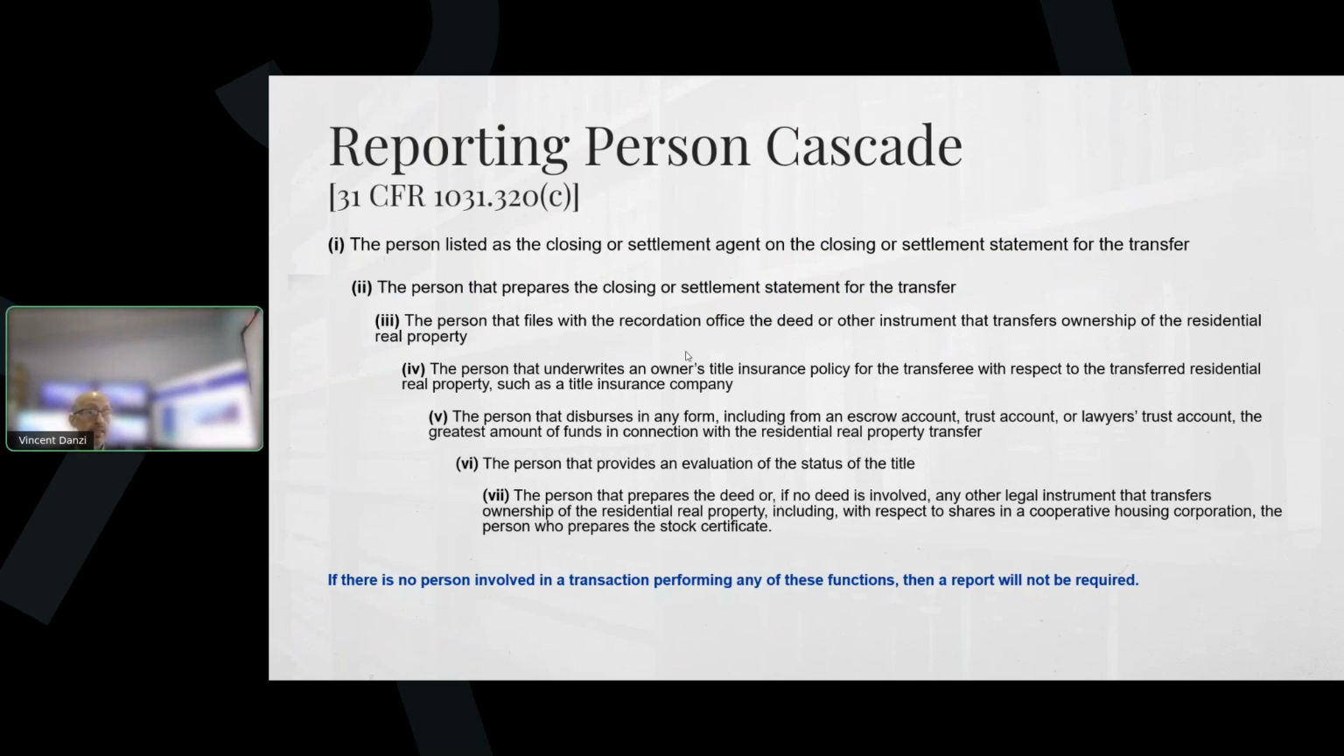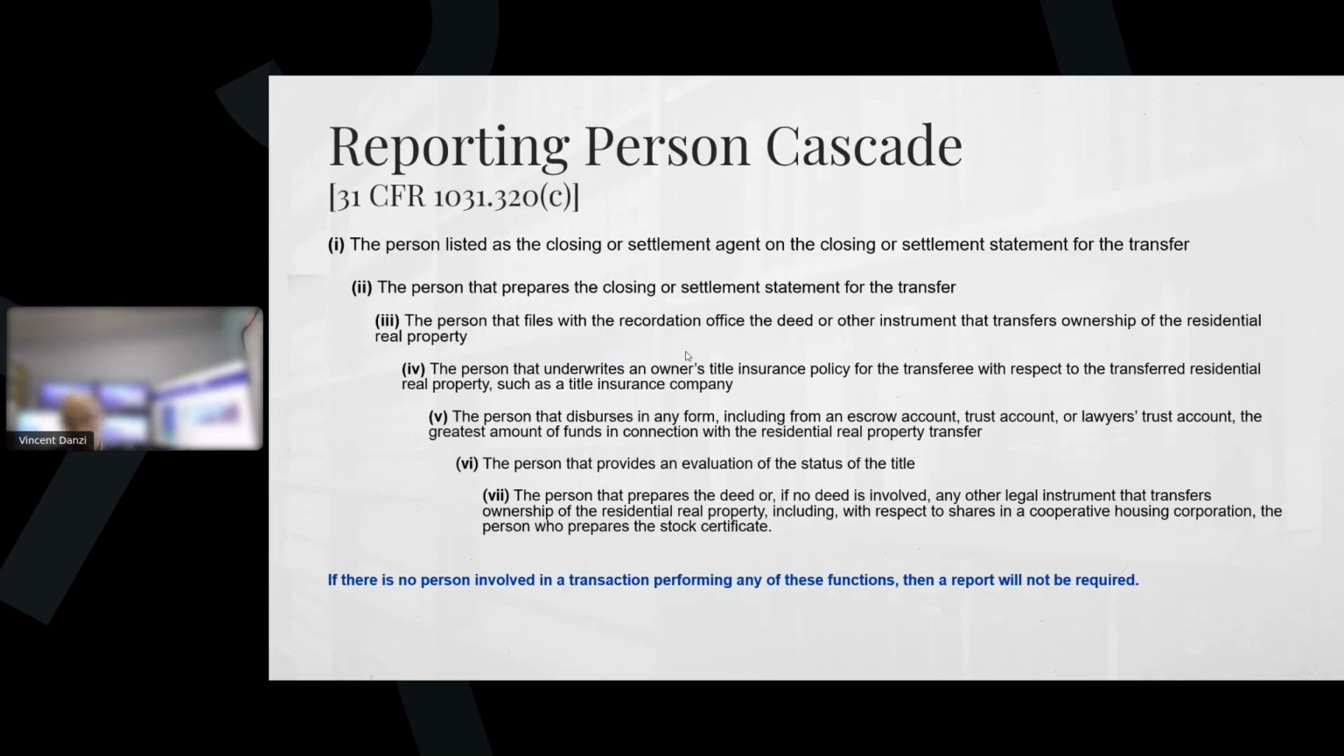So, could you have a person at position 6, the person that provides an evaluation of title? Could that person enter into a designation agreement with someone else in the cascade? It's possible, but the only person they could actually designate would be someone below them on the cascade. It would be the person that prepares the deed. It also means that person can't designate someone above them in the cascade, right? And that should be somewhat obvious, because they're not the ones that have the innate responsibility for making the filing. So what business would they have making the designation in the first place?